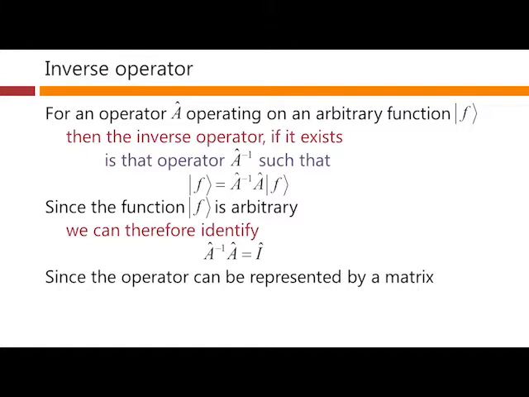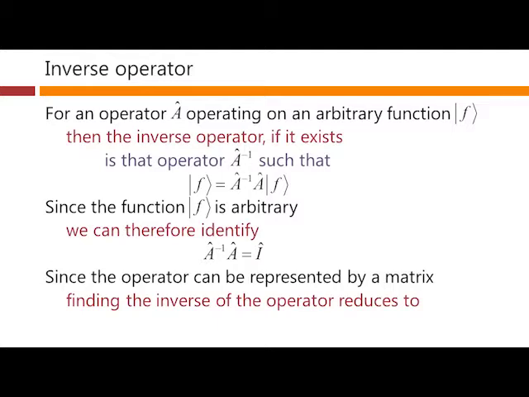Since the operator can be represented by a matrix, finding the inverse of an operator, finding this A to the minus 1, reduces to finding the inverse of a matrix, which of course is a very well-known operation to perform on matrices. As we discussed before, an operator takes an input vector and in general stretches it and reorients it. The inverse operator does exactly the opposite, restoring the original input vector.